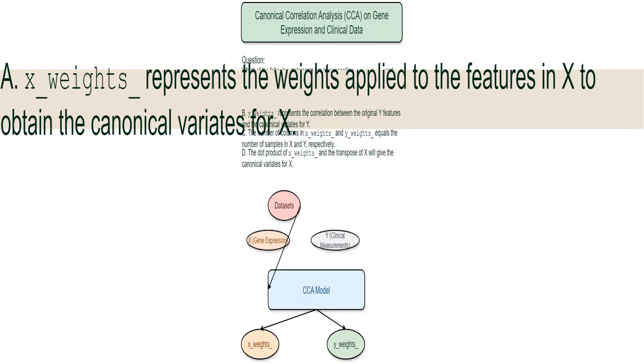This statement is correct. X_weights_ provides the coefficients or weights that are multiplied with the features of the gene expression dataset, X, to compute the canonical variates for X. Think of it like this. Each feature in X gets a score from X_weights_, and these are combined to give a new score representing the canonical variate.